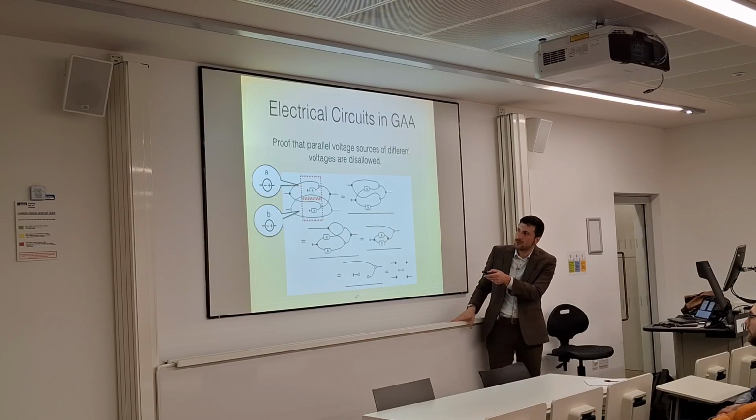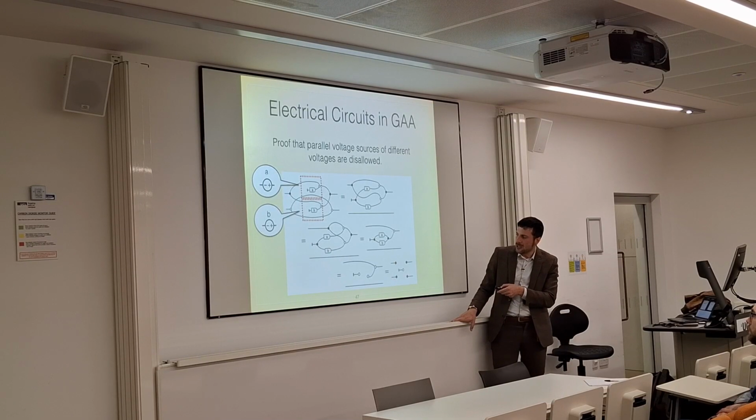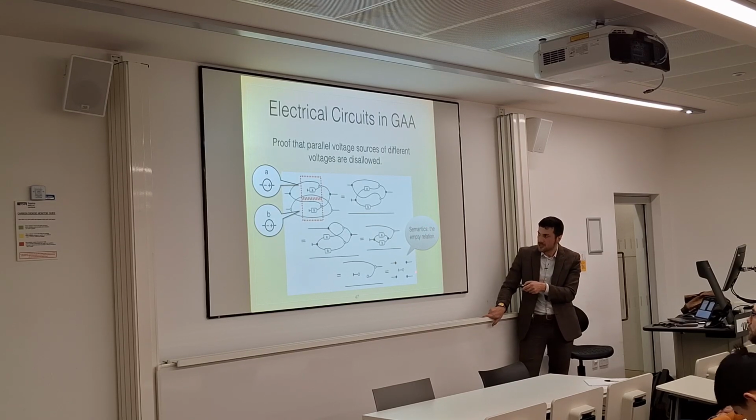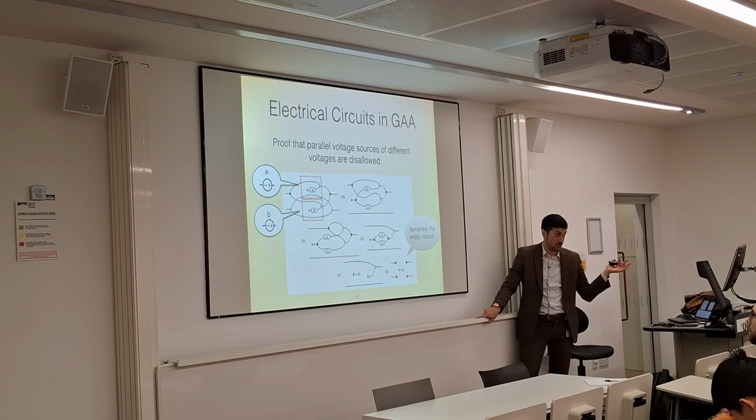So we start with the string diagram that represents two parallel voltage sources. This is the voltage source A, this is the voltage source B, and this is how they're put in parallel. And you transform it, and you end up with this diagram. So this diagram represents wrong, because the semantics of it is the empty subspace. The empty subspace is an affine subspace, okay? So the semantics of this is the empty relation. It means this circuit has no real behaviors. It cannot function, okay?